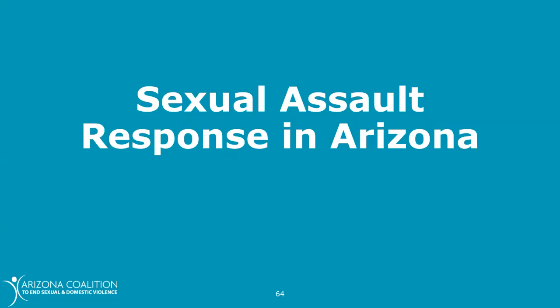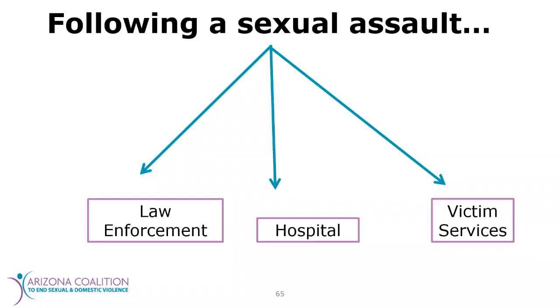So now that we know all the traumatic impacts and the ways that survivors are impacted, how can we respond in Arizona? So following a sexual assault, a survivor in Arizona really has three options. They can disclose or report to law enforcement, disclose to a hospital, or disclose to victim services. But there's also this fourth option that I really do want to highlight and make sure that we all remember. In Arizona, if the person is over the age of 18, they do not have to report.